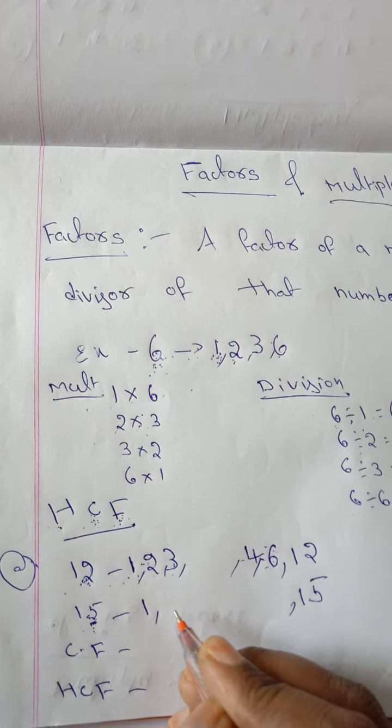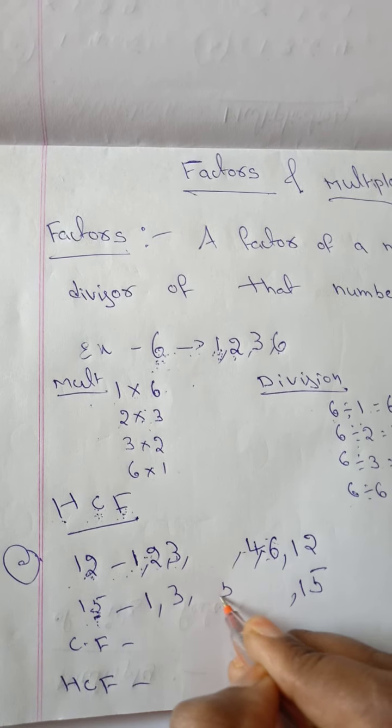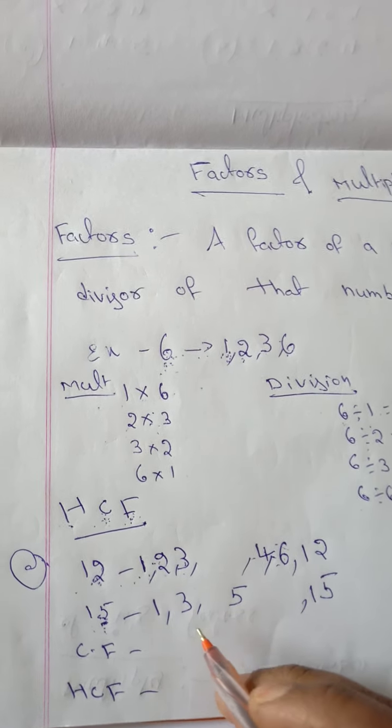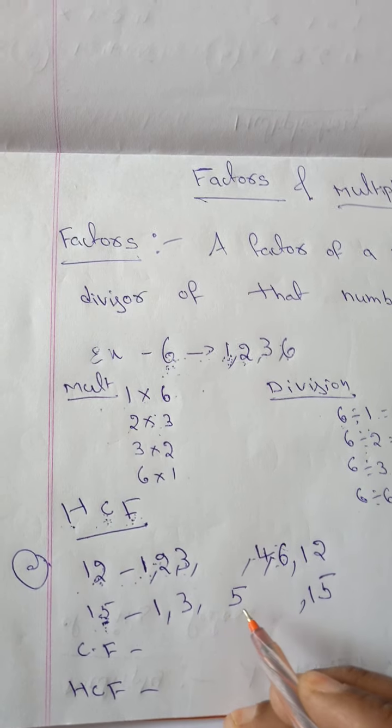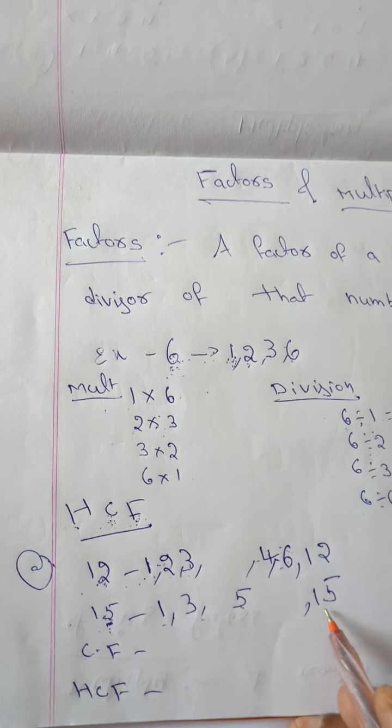So then check the 3. 3 table, 15 will be there. Yes, so 3 fives are 15. Yes children. Then 4, no. Then after 5, already there. No. So the factors of 15 are 1, 3, 5, 15.